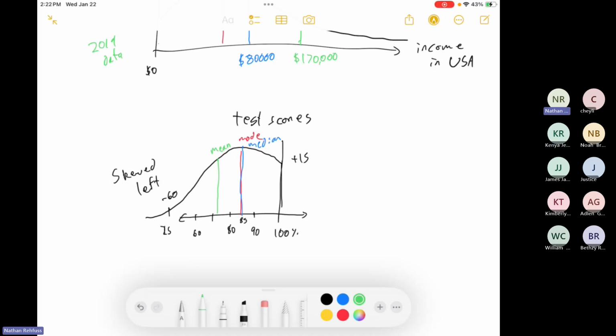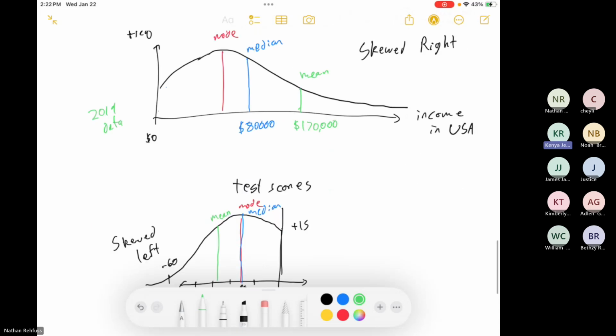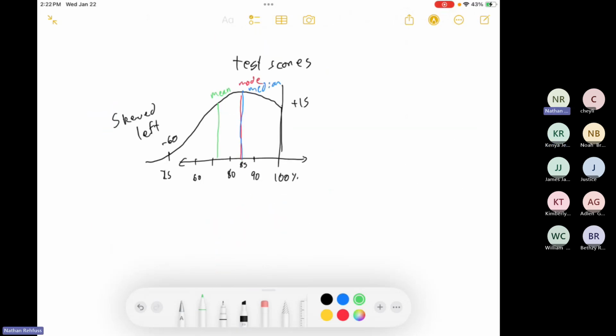Any questions here? Okay, so that's our measures of center. Thank you, Shaylee. All right.